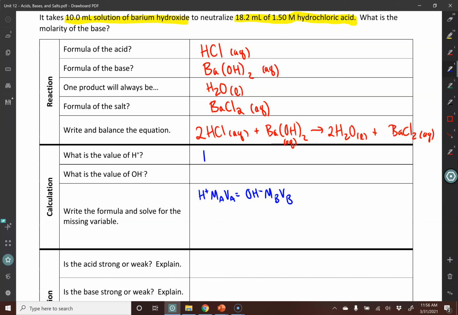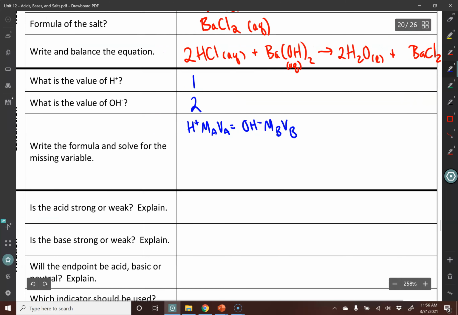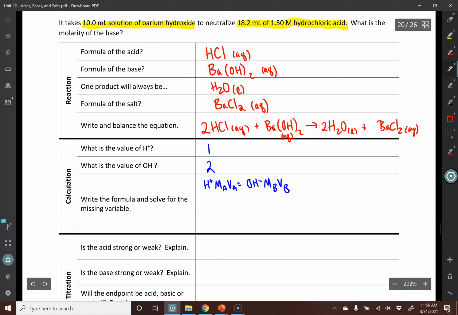I can do the same thing for hydroxide. Barium hydroxide has a subscript of 2 on the hydroxide, so every time one barium hydroxide breaks apart, I should be producing 2 hydroxides. Rookie mistake is to look at coefficients instead. Don't use the coefficients. This is just to balance the equation. It's not telling you how many hydrogen and hydroxide ions will be produced. Don't fall into that trap. Whoa, it's really zoomed in. Sorry, chemists.